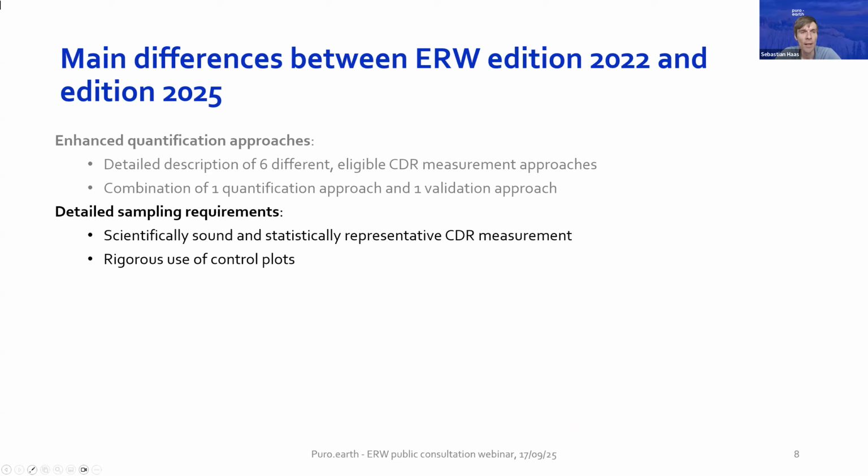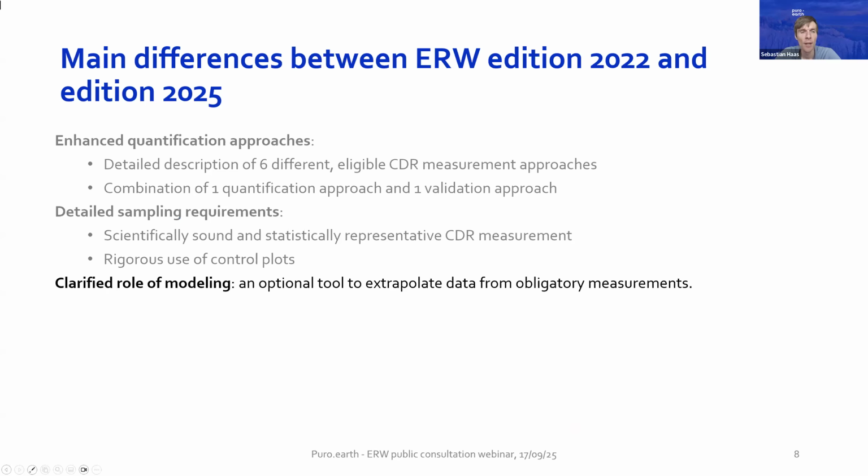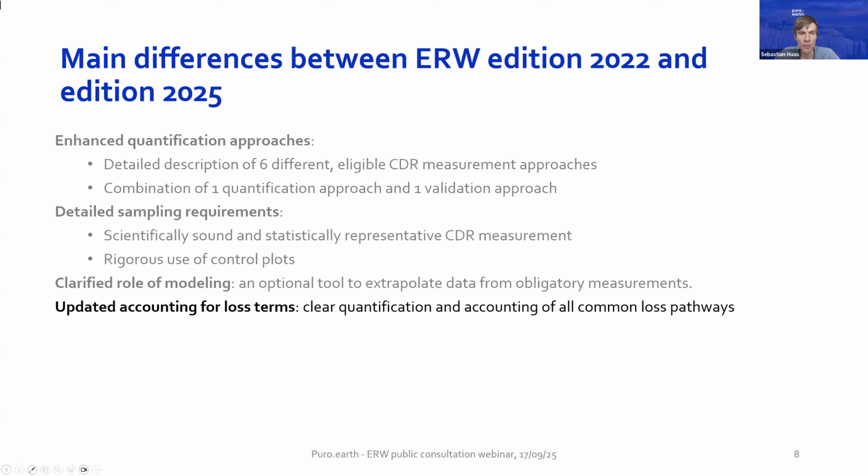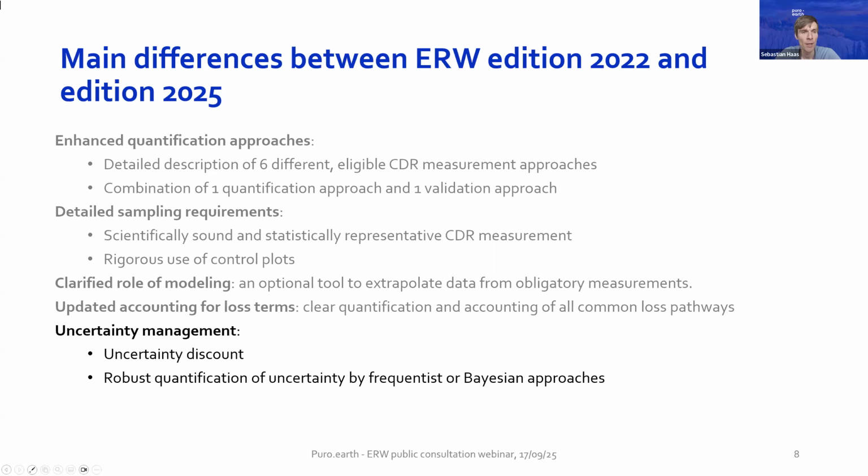There's also detailed sampling requirements that are meant to improve the rigorousness and statistical representativeness of the measurements. The role of modeling is clarified. We'll get to that. The accounting for loss terms is updated. There's another case where scientific progress has enabled us to improve upon what was in the previous edition.